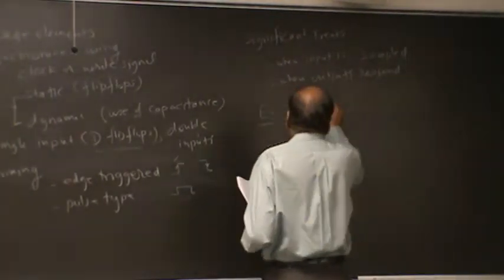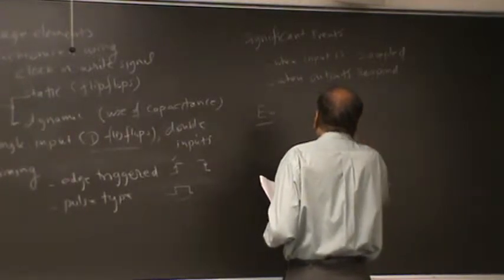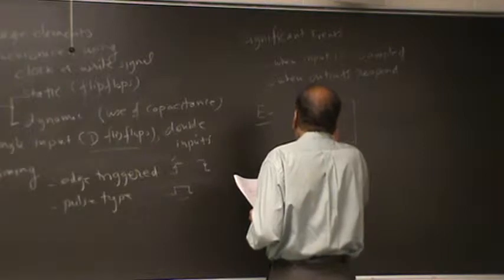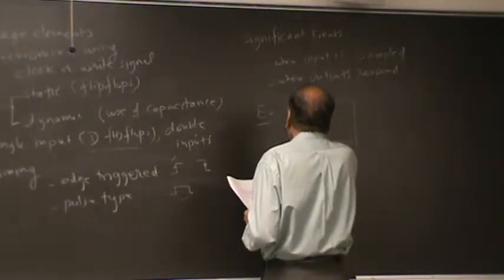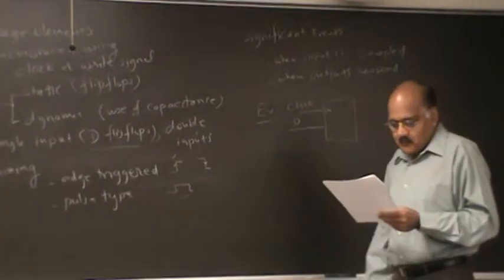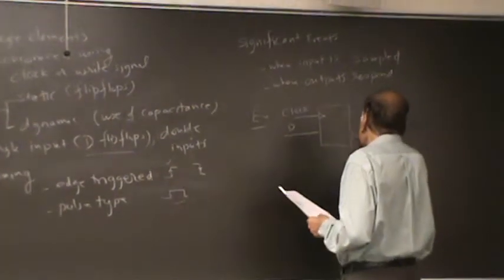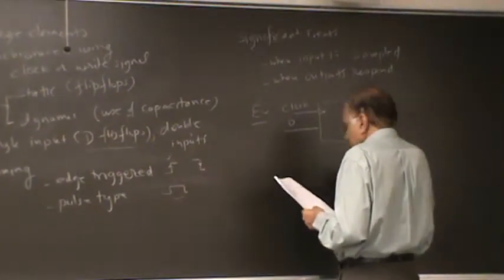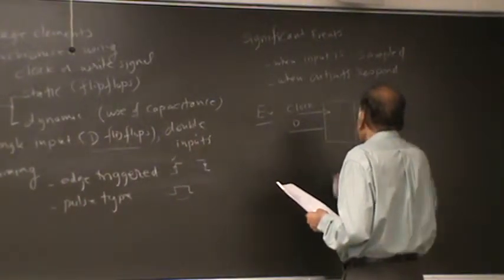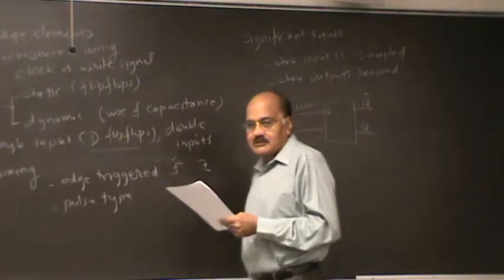So let us say here we have a D type of flip-flop. So here is the clock, and here is the D input. Now flip-flops usually will provide you both complemented and uncomplemented outputs.